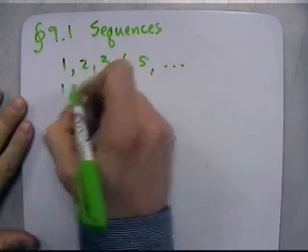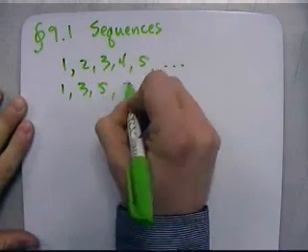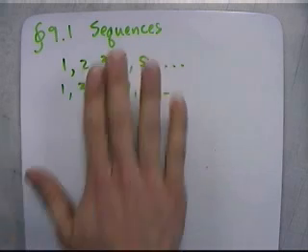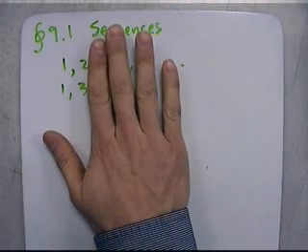We can do 1, 3, 5, 7, dot, dot, dot. Usually you need at least 3 numbers to be able to tell what a sequence would be. Sometimes you might need even more, maybe 4 or 5. But just because I give you 1 or 2 doesn't necessarily mean you can do a pattern here.